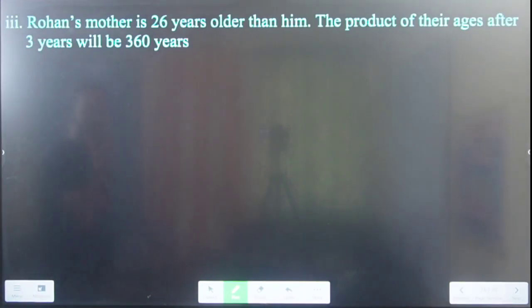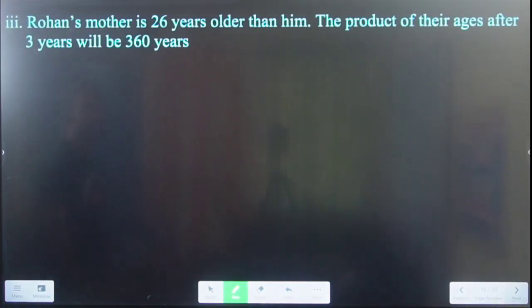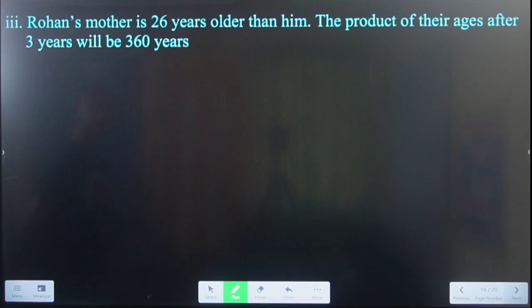Okay. Rohan's mother is 26 years older than him. The product of their ages after 3 years will be 360 years.